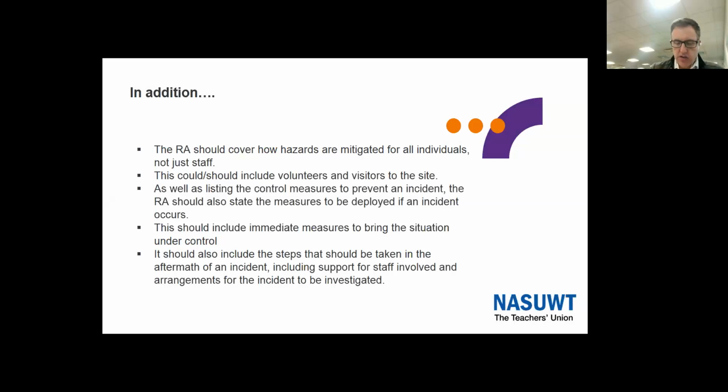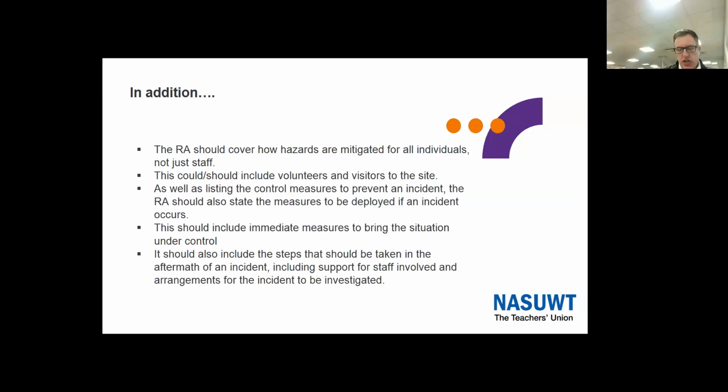Some other points. The risk assessment should cover how hazards are mitigated for all individuals, not just staff. So that will certainly include support staff, but will also include volunteers. It will also include other pupils as well. Other pupils have the right to attend school without risk of being attacked. So the risk assessment should also cover everybody within the school building and within the school community.